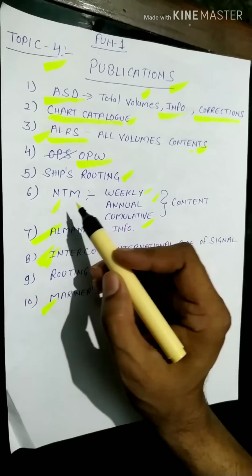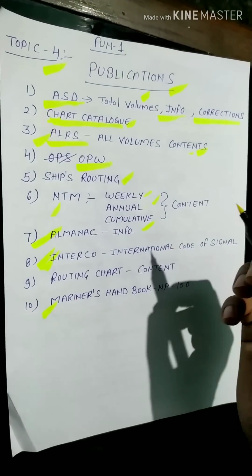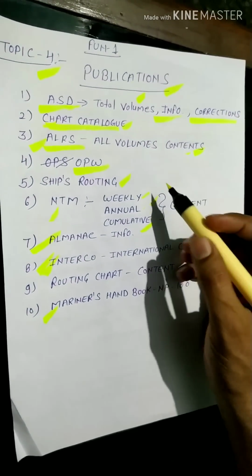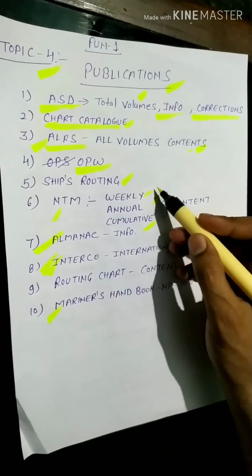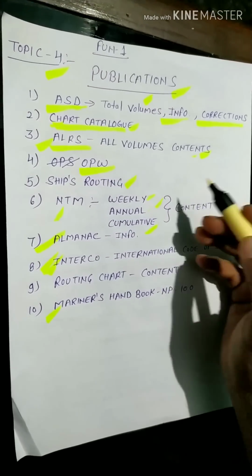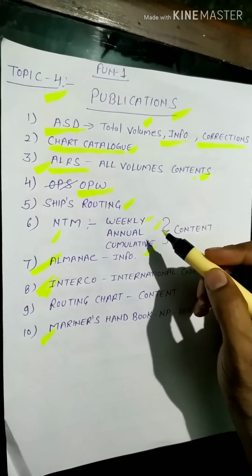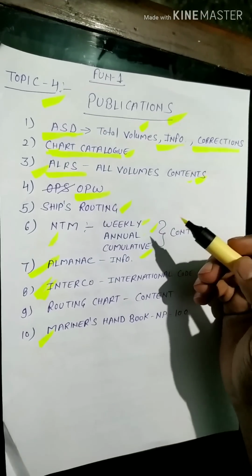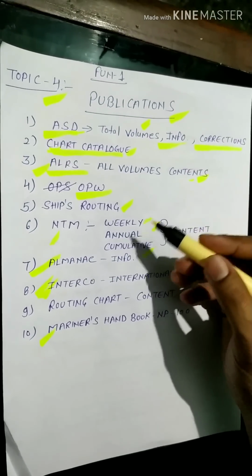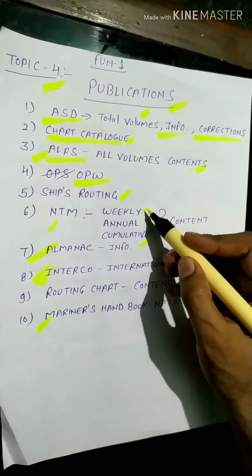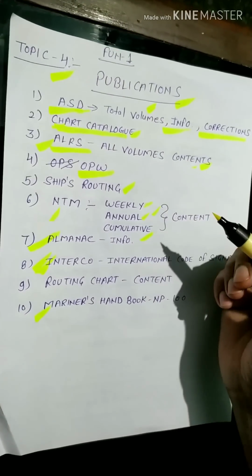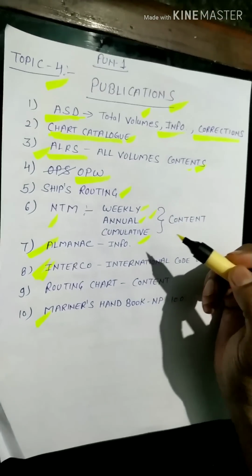Next one is the notice to mariner. In notice to mariner, 3 types of notice to mariner are there, that is weekly, annual and the cumulative. In weekly total 8 sections are there, that you have to learn. 8 sections covers the correction of the volumes, charts and all the nautical products, so you have to learn by heart all 8 sections.